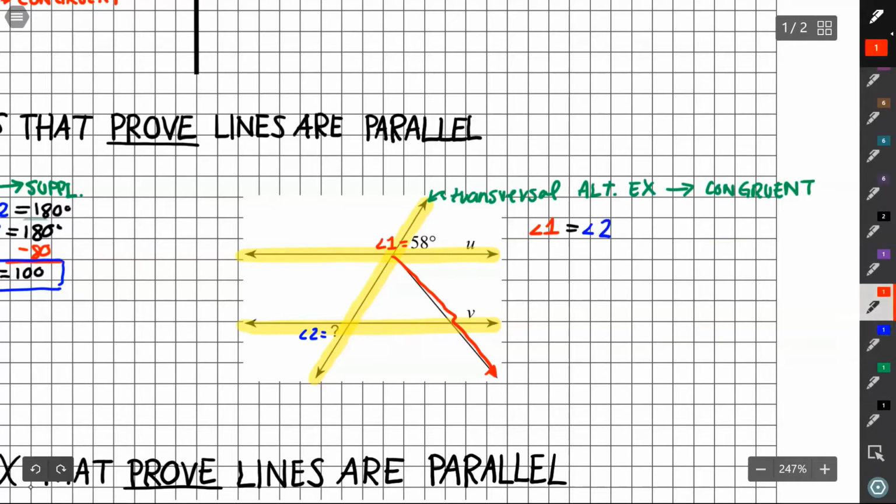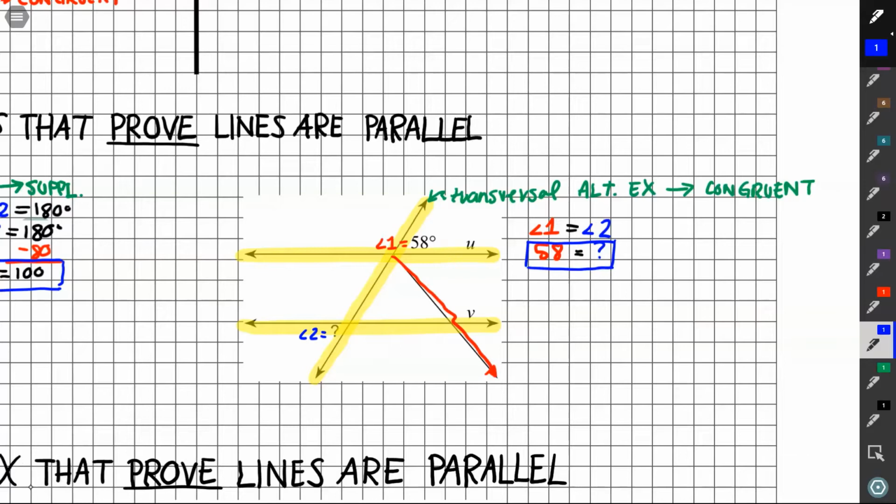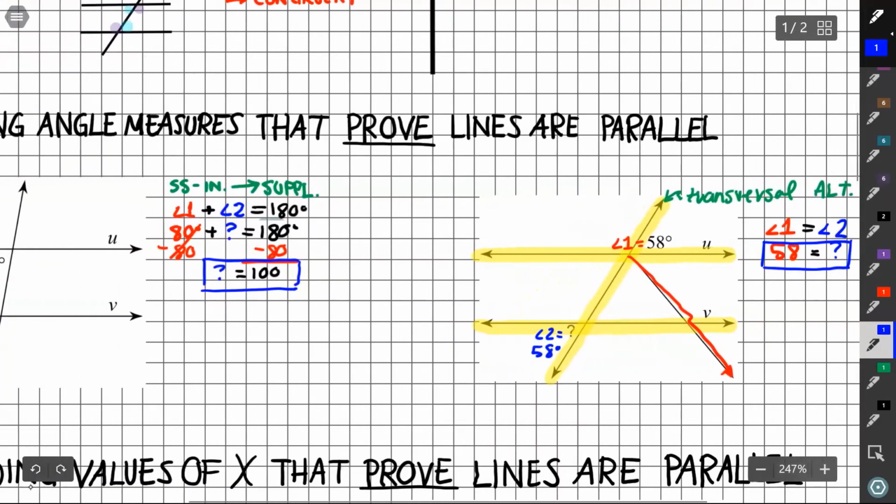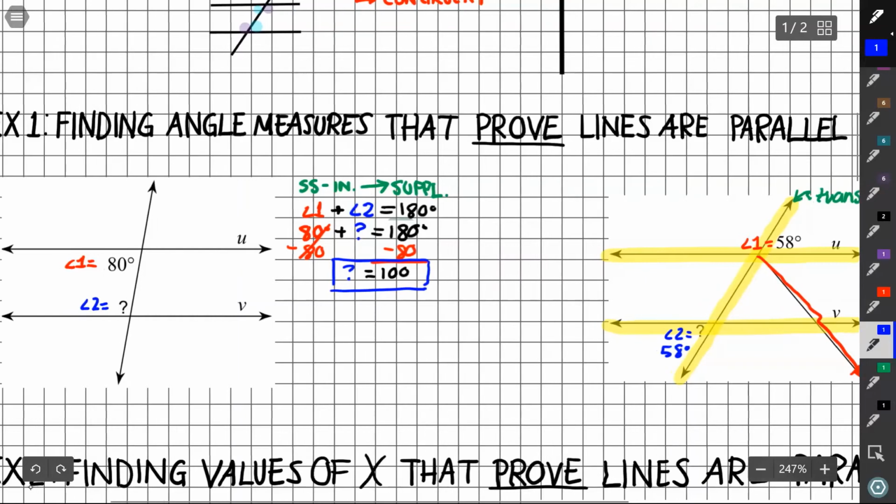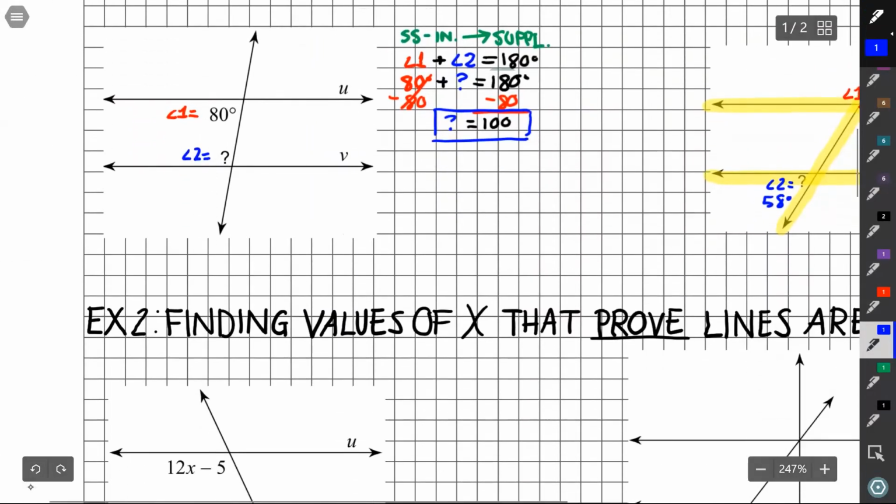So I have 58 degrees equals my question mark, and that is my answer. So that means that in order for U and V to be parallel, angle 2 has to be 58 degrees. Easy. This is very, very similar to what we did in the last lesson. All right, now we're going to take it up a notch.